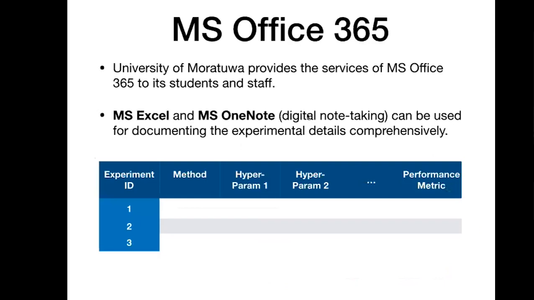And then many universities, including University of Moratuwa, provide free access to Microsoft Office 365. So this has some nice software. You already know this, Microsoft Excel and Microsoft OneNote. These can be used for digital note taking, and for documenting your experimental details comprehensively. For example, this is a small format that I frequently use to keep records of my experiments. So I list down the experiment ID, the method, and some hyperparameters involved, and also the performance metrics to compare the methods with each other.